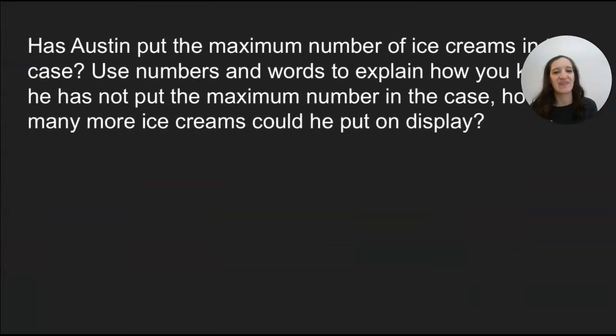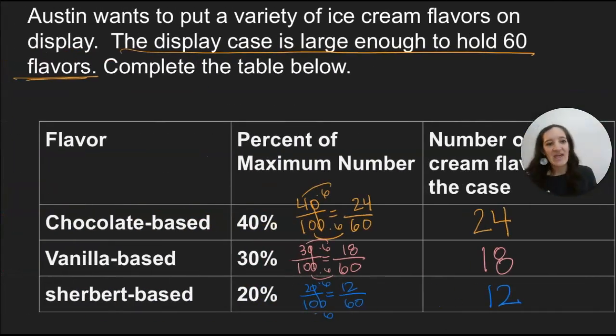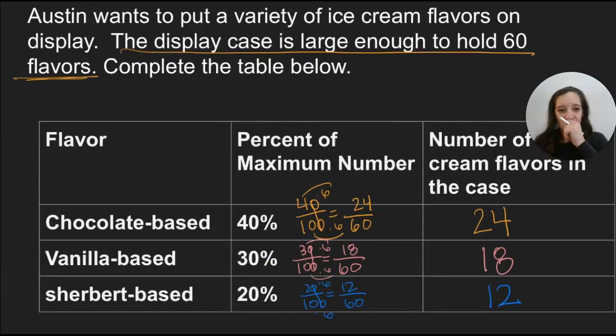Awesome. Here's the next question. Has Austin put the maximum number of ice creams in the case? Remember it said that the case held 60 ice cream flavors? Use numbers and words to explain how you know. If he has not put the maximum number in the case, how many more ice cream could he put on display? So actually, let's go back and let's look at this again.